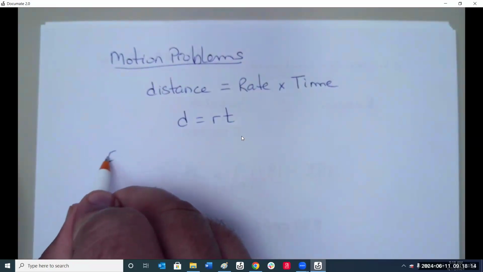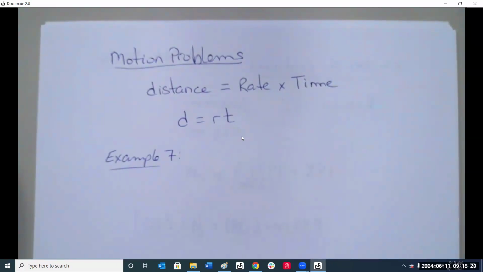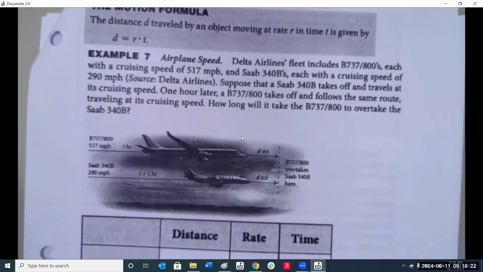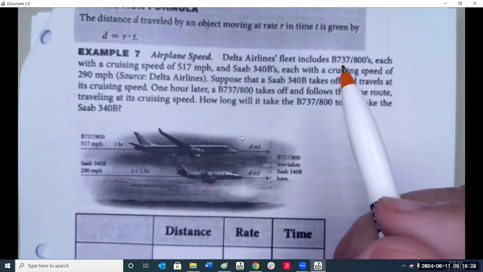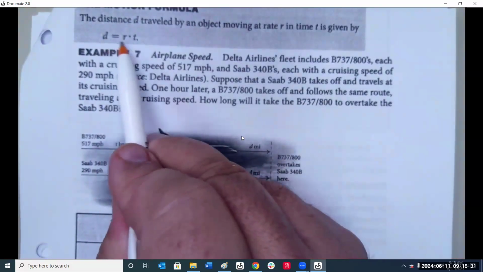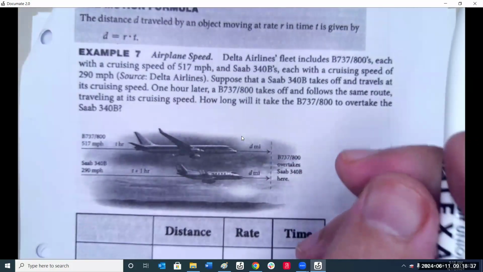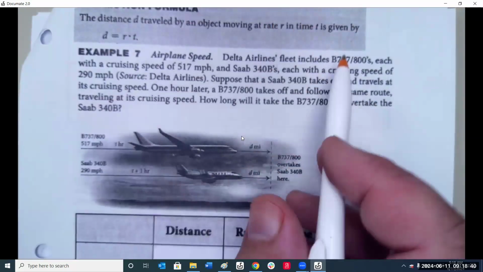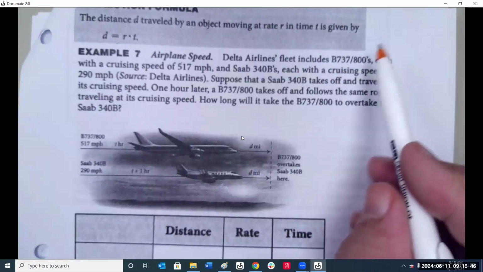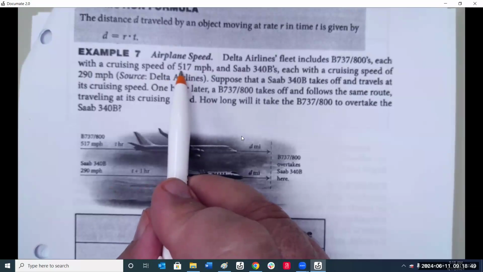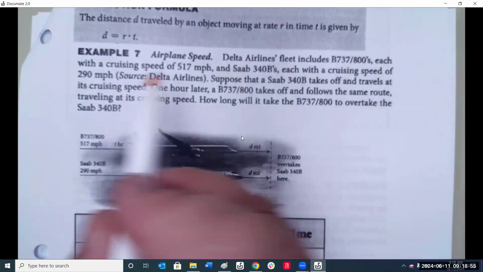So example 7 asks us this. Airspeed. So if it says airspeed, we're probably going to be looking for what speed in this formula. Well, this would be the question, okay? Because the title is airspeed. Delta's Airlines fleet includes B 737s, each with a cruising speed of 517 miles per hour, and Saab 340Bs, each with a cruising speed of 290 miles an hour.